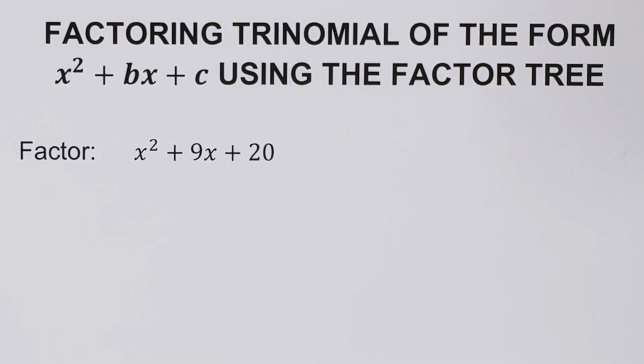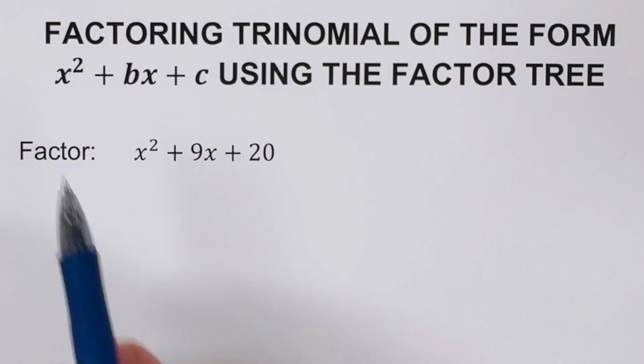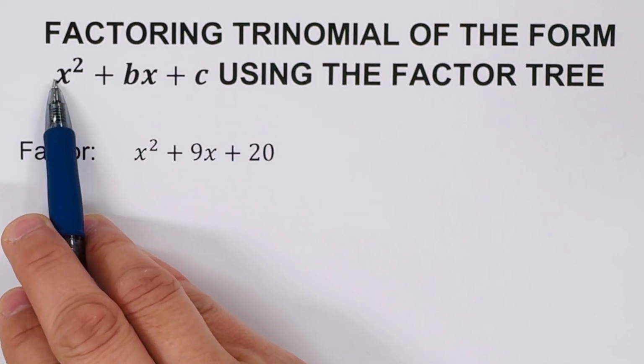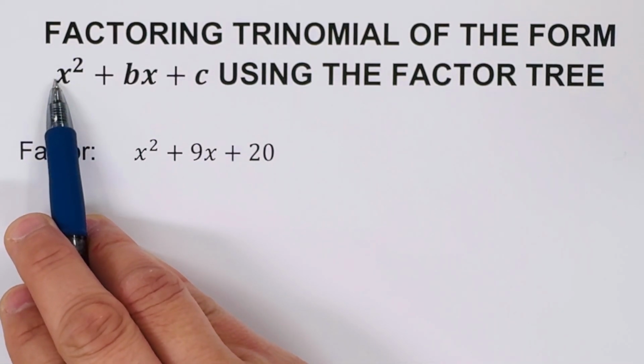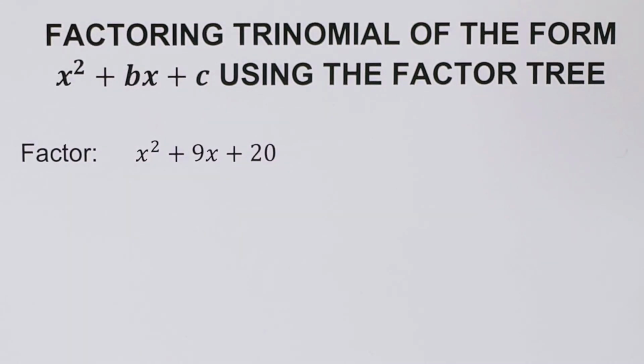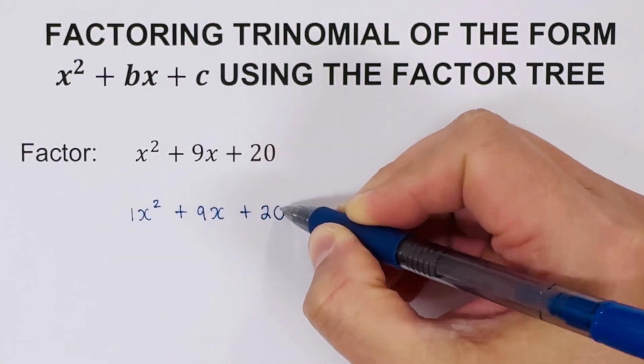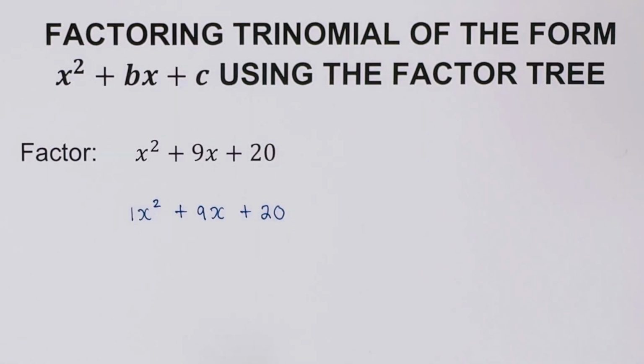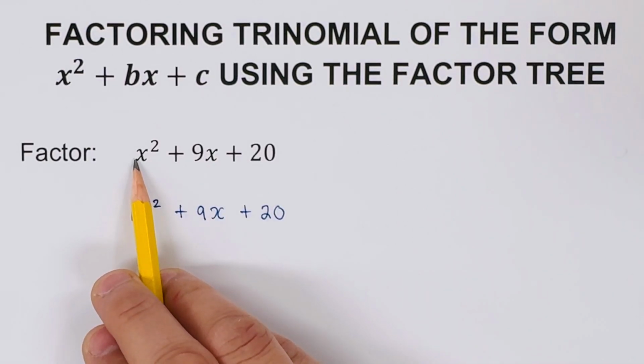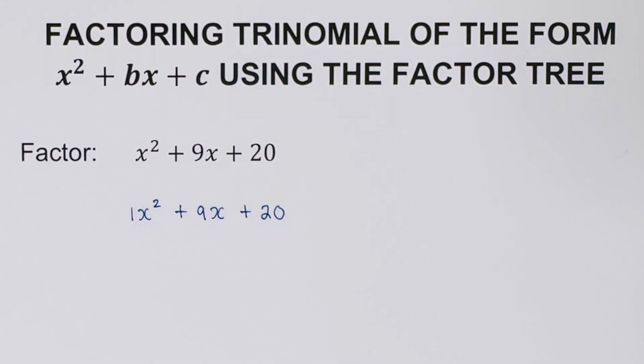Hello everyone. This video will show how to factor a trinomial of the form x squared plus bx plus c using the factor tree. If you notice, our a in this type of expression that we're going to have is equal to 1. So let's go over this example here. I'm just going to go ahead and rewrite this down here. Notice that there is an invisible 1 in front of the x squared here. So I just wrote that down there.